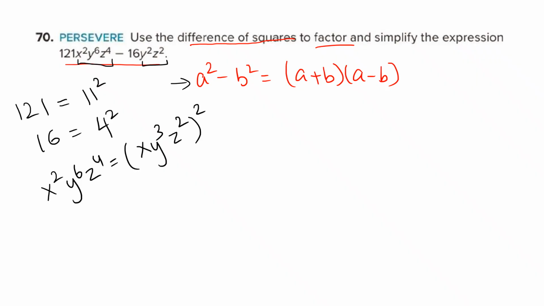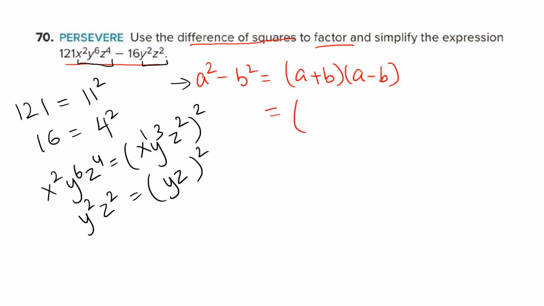So I can say that x² y⁶ z⁴ is the perfect square of x to the power 1, y to the power 3, z to the power 2. Similarly, if I take the other one, y² z², this is the perfect square of yz. So all of these terms are perfect squares. All my conditions for difference of squares are valid. So I can now proceed and replace with the identities.